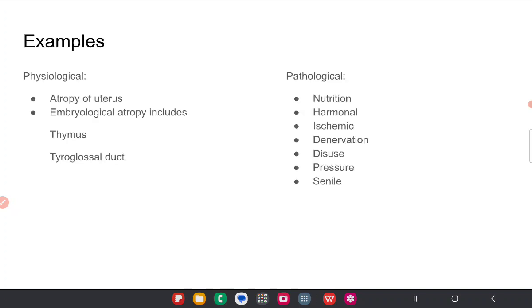Atrophy examples: physiological as well as pathological. Physiological atrophy of the uterus.